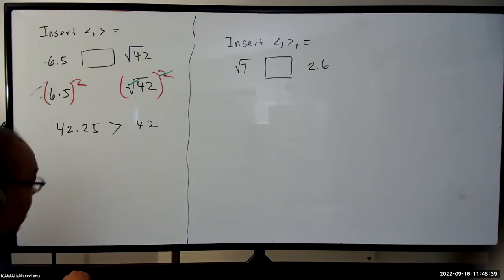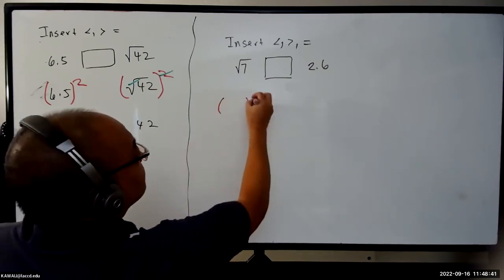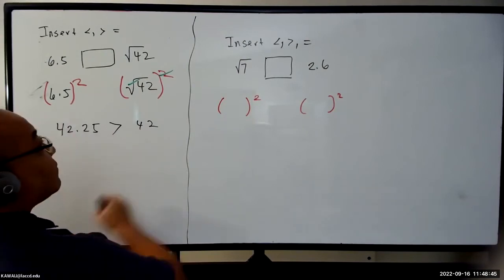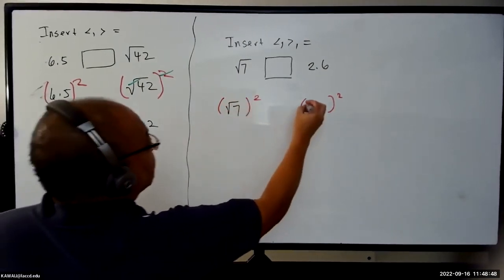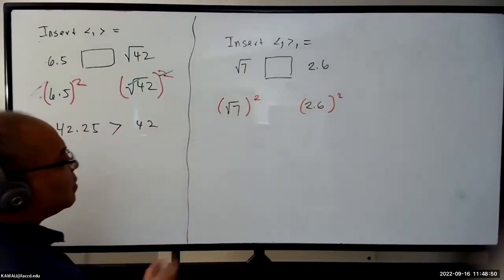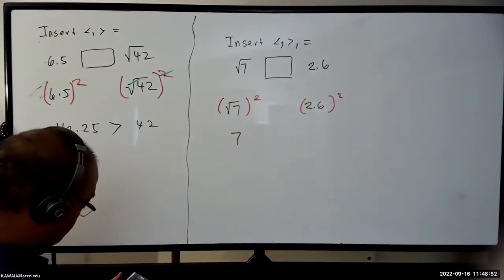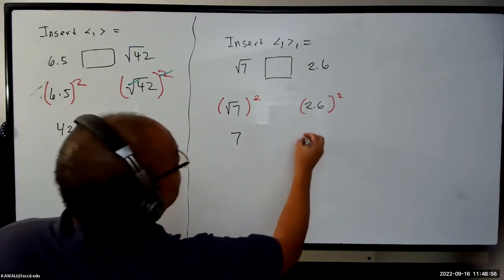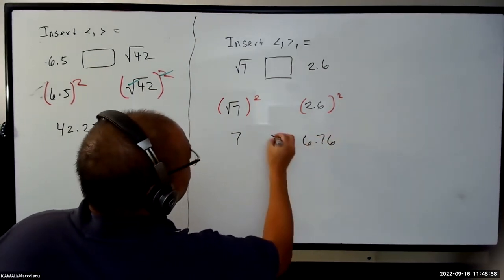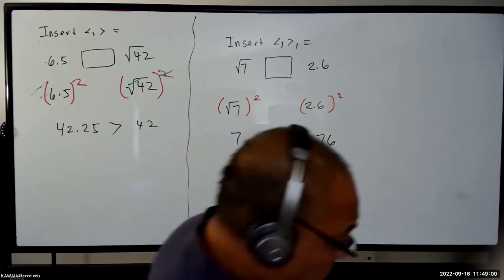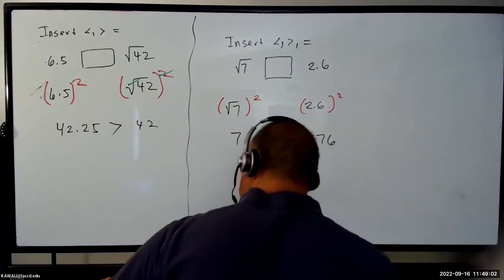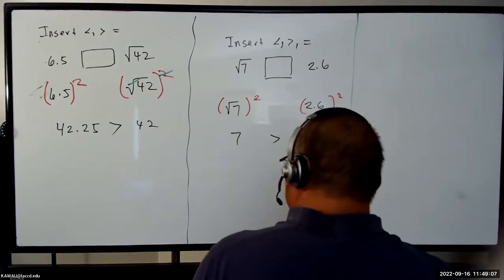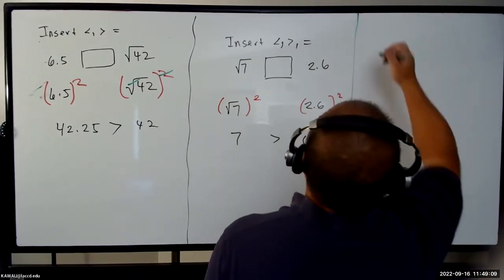Okay, so then let's square both sides. So I have square root of 7, and I have 2.6. So I get 7, and then 2.6 squared is 6.76, and this is smaller. Okay. Now, the other thing that they like to do is they like to ask you to write numbers from increasing to decreasing order.